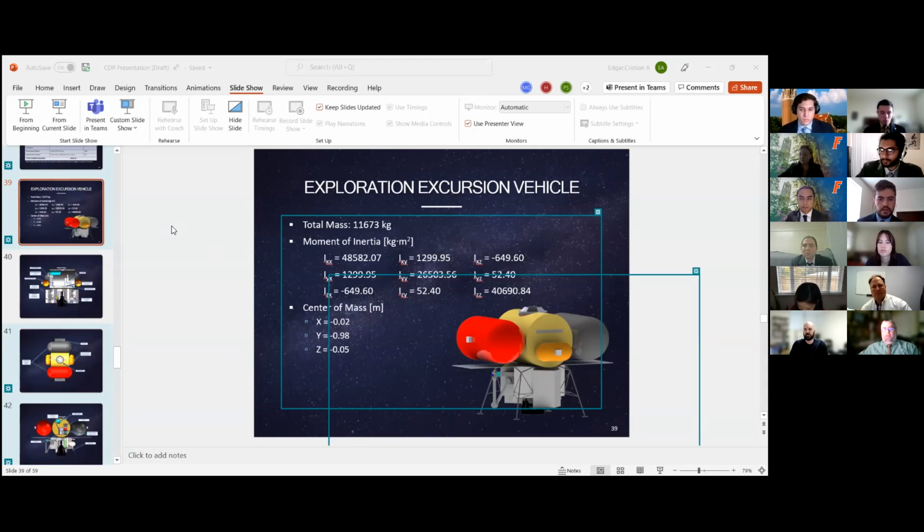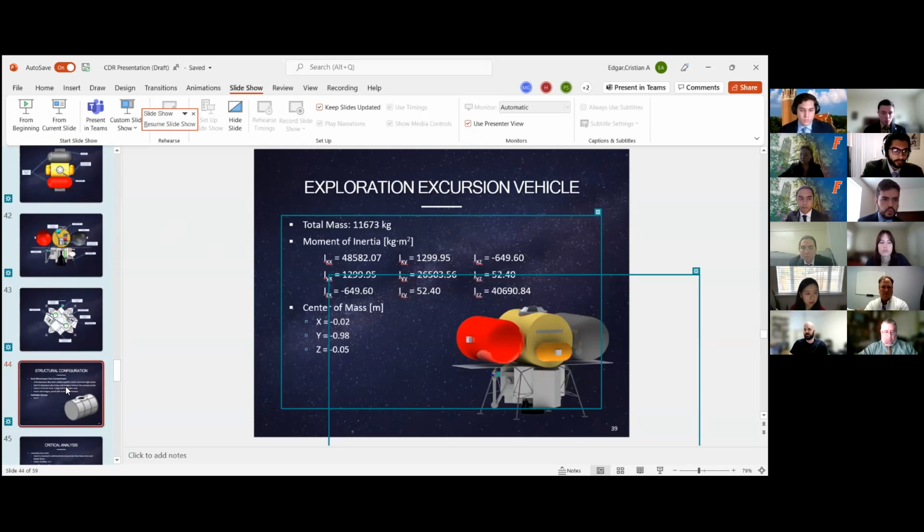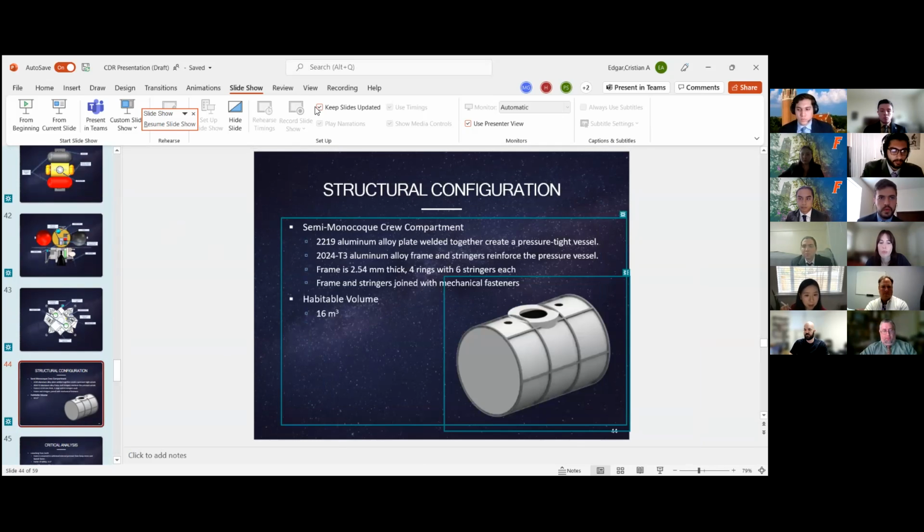I think it's page 44. Yeah, so I think you show the result here. The frame is 2.54 millimeters thick and 4 rings with 6 stringers each. So I'm just wondering what kind of stress analysis you did to have this conclusion?